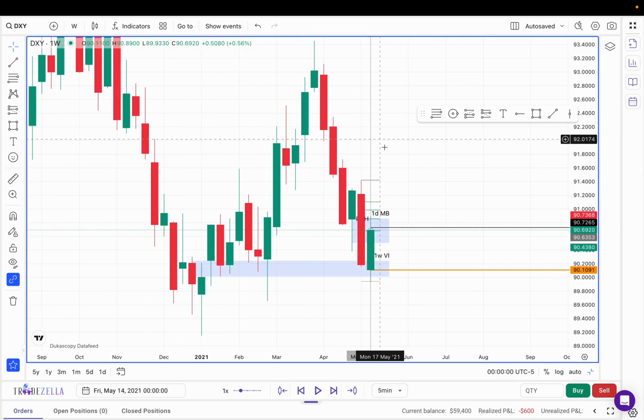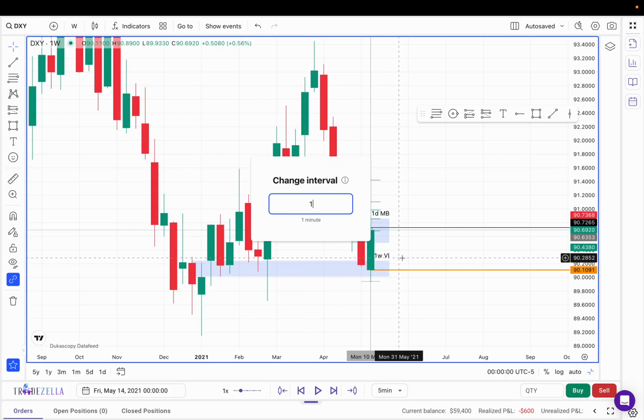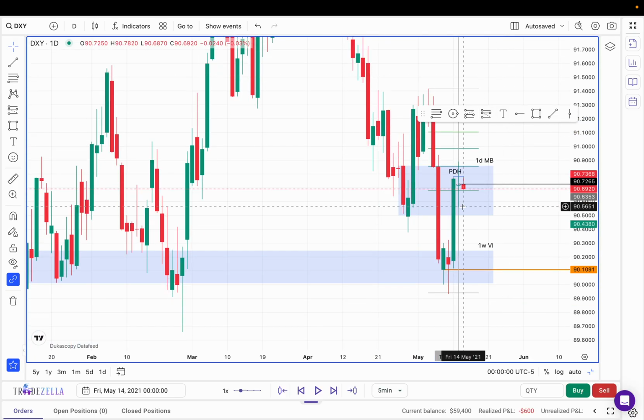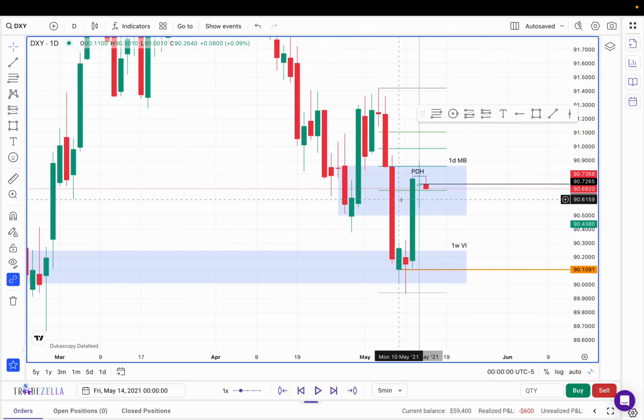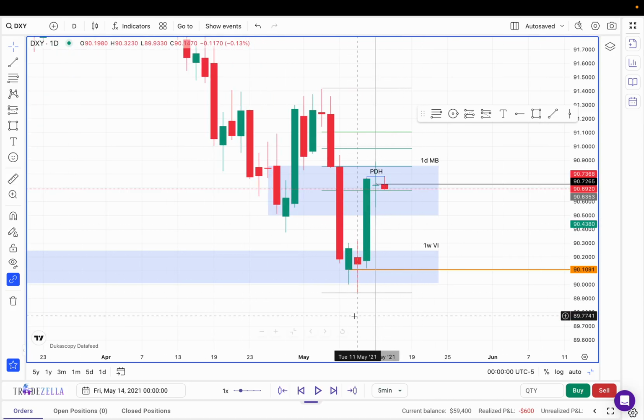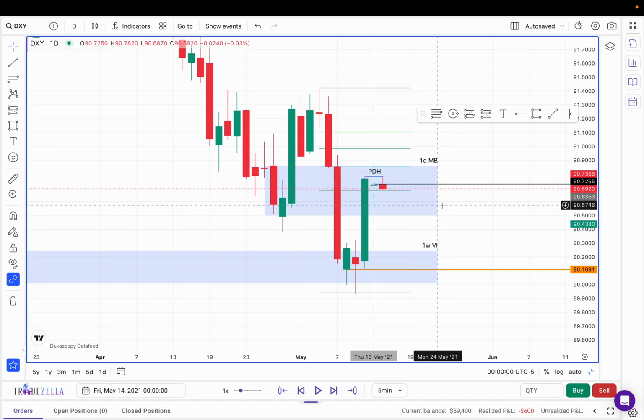So price came here in this 1 week volume imbalance, and from there, this is Monday. Okay, Monday took previous week's low and was bullish. Then Tuesday I got a good trade, but that was in the previous session and it was a really good trade. But yeah, not gonna talk about that now. And Tuesday swept Monday's low and rejected.